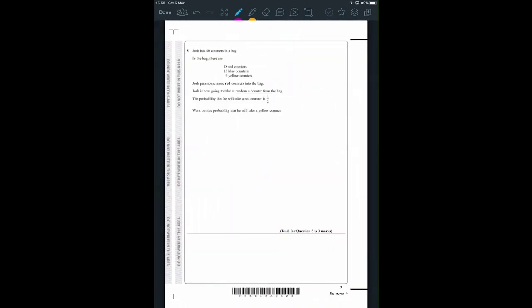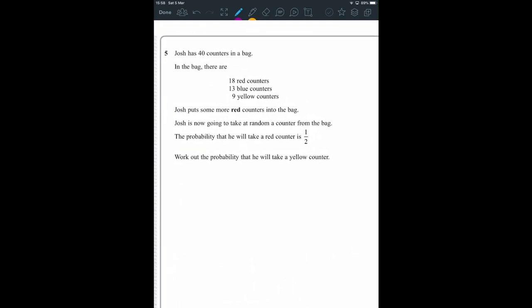Question 5 looks like a probability question. 40 counters in the bag. We have 18 red, 13 blue, 9 yellow. We're going to put some more red counters into the bag, and then we take a counter out. And the probability it's red is now a half.